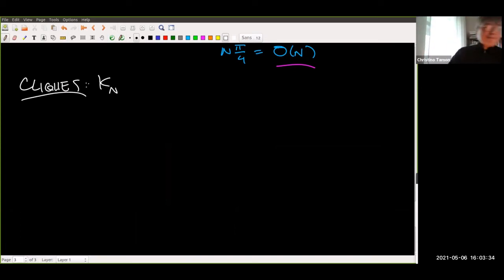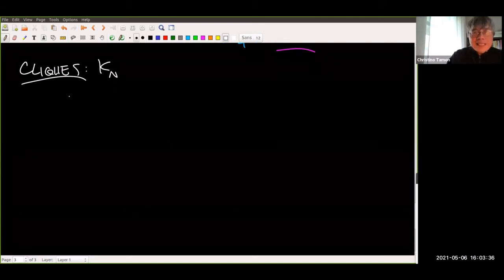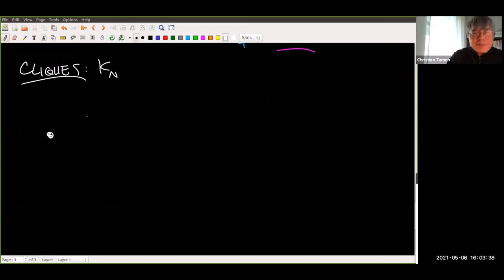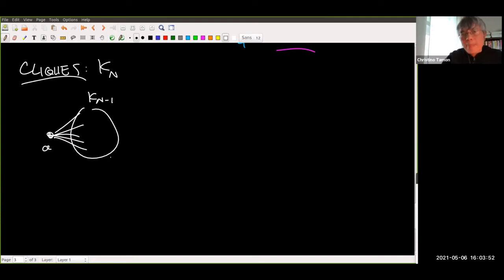Okay, so for the cliques, what do we have here? Let's say this is a clique of size n. I can draw this by isolating a special vertex here. Let's call it A, and this is everybody else. Of course, this is a clique of size n minus 1. This is everybody but A. And this piece is n minus 2 regular.